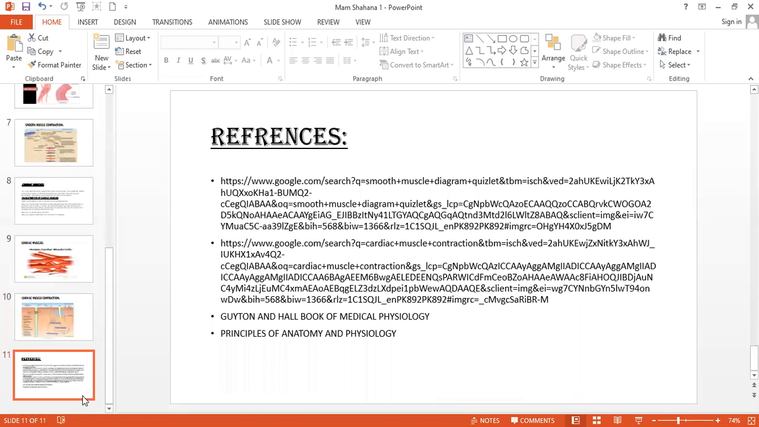So we have talked about the smooth muscles, the types of smooth muscles, the characteristics of smooth muscles, the structure and function of smooth muscles, and the cardiac muscles, the characteristics of cardiac muscles, and the contraction of cardiac muscles, how cardiac muscles contract.